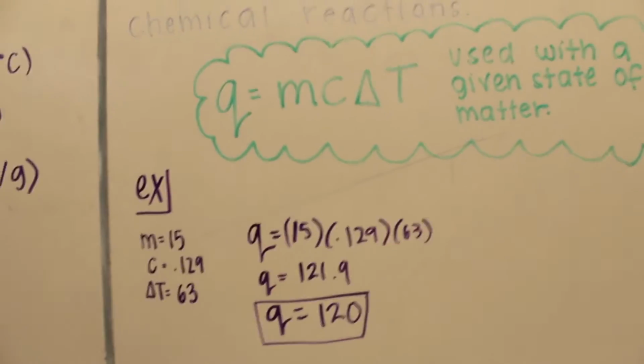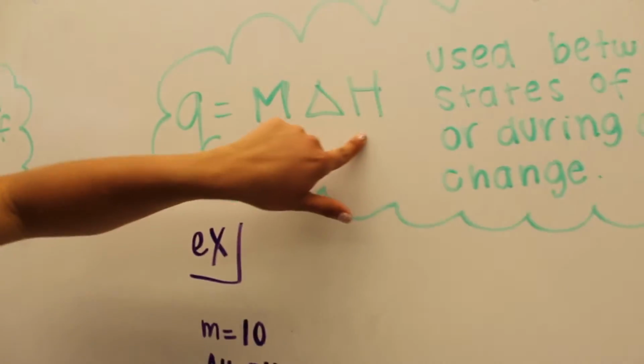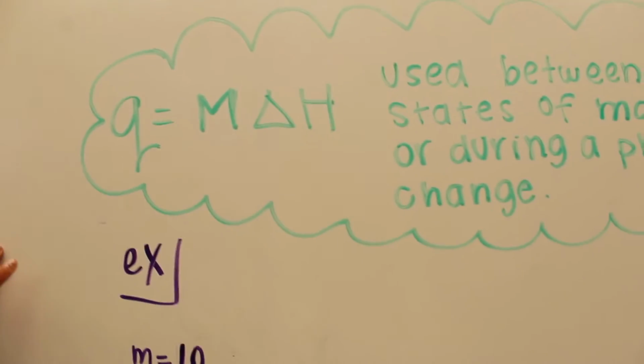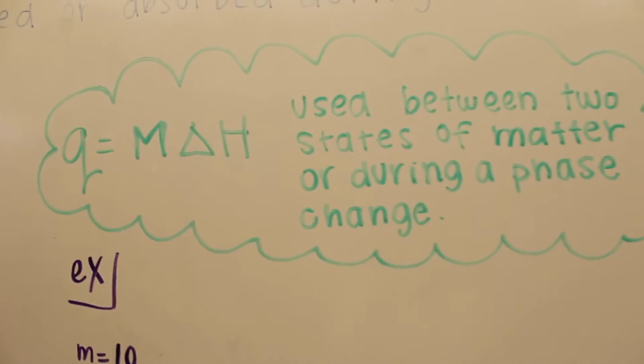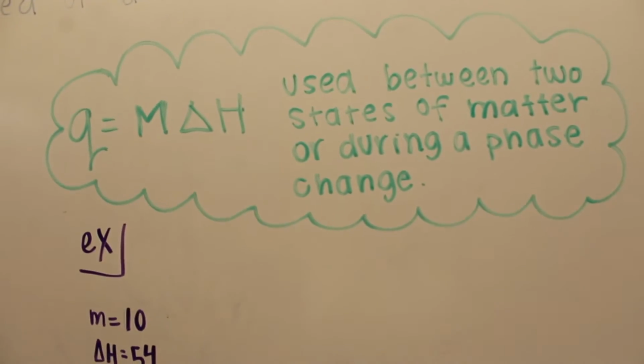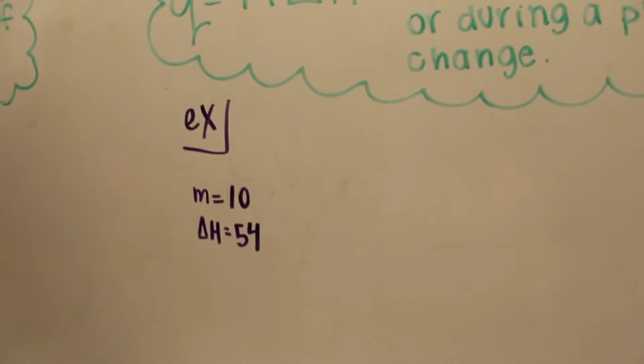Now we're going to move on to our next equation. We have Q equals m triangle H. There's no really easy way to remember this other than it's not a cat. It's used between two states of matter during a phase change. And we're going to do an example of how you solve.